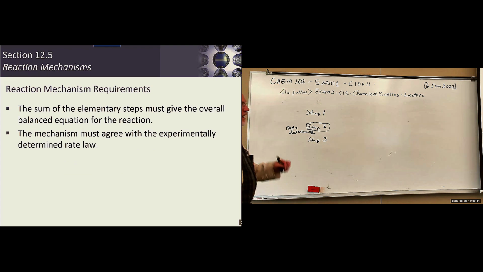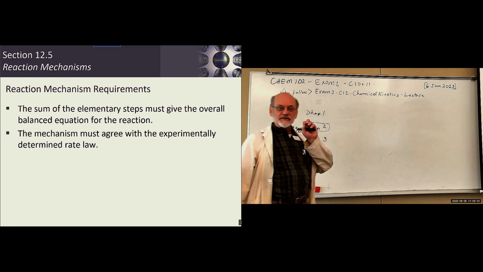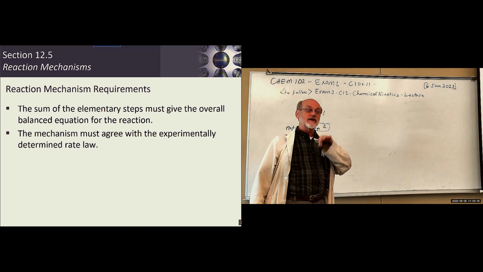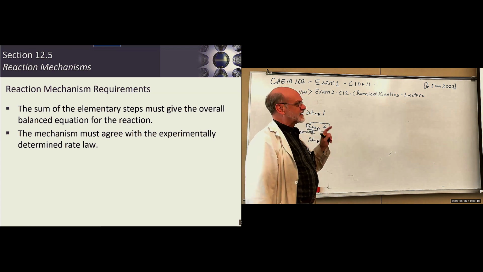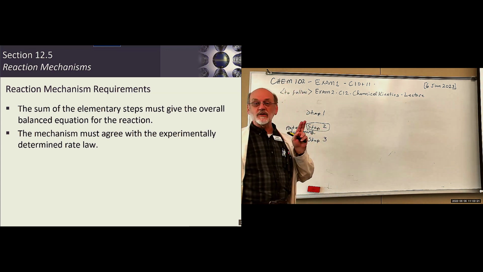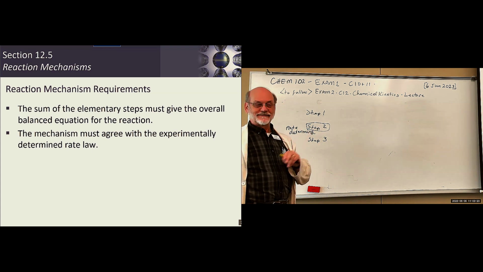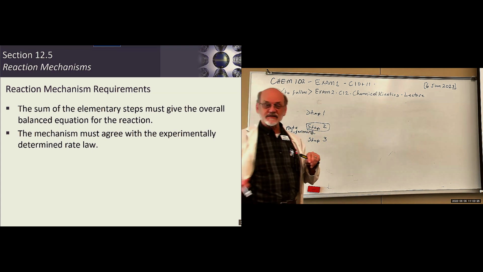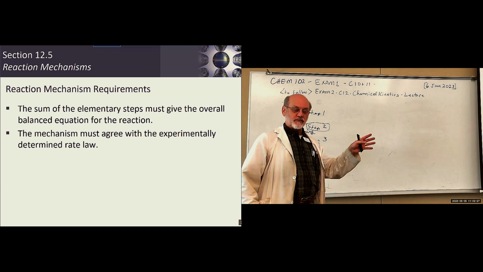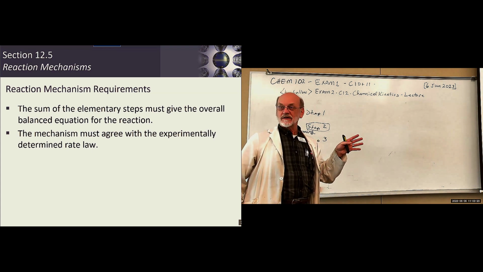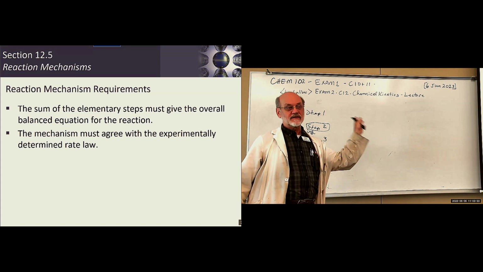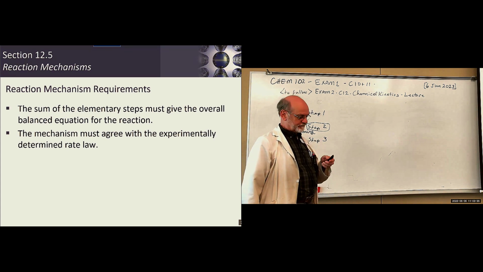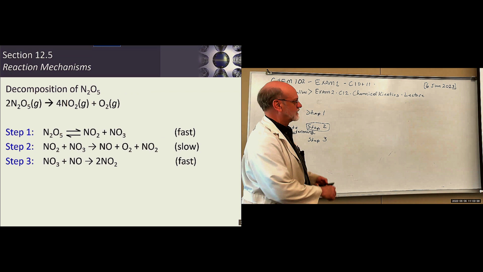Okay. First of all, like I said before, the sum of the elementary steps must equal the overall equation. That's the first. Then the mechanism must agree with the experimentally determined rate law. And so if the mechanism gives you a different answer for the overall rate law than the experimentally determined rate law, then you can throw that mechanism out. All right.